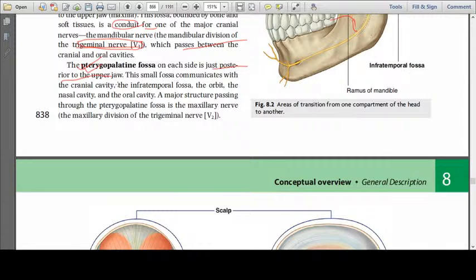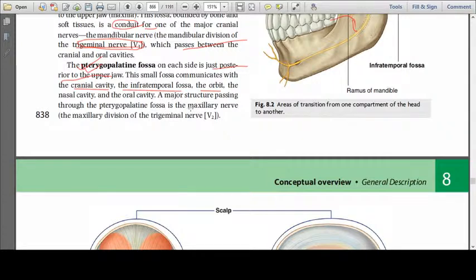This small fossa communicates with the cranial cavity. It connects with many spaces: the cranial cavity, the cavity in which the brain lies; the orbit, the space in which the eye lies; the infratemporal fossa that we just discussed earlier; the nasal cavity; and the oral cavity. So it has connections with various cavities.